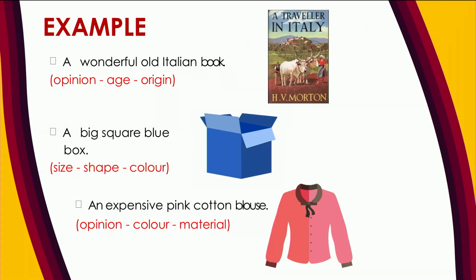Here we have some examples in the use of order of adjectives. A wonderful old Italian book. As far as you can see, we have an opinion, age, origin adjective order. A big square blue box. As you can see, we have size, shape, and color. And finally, an expensive pink cotton blouse. It means an opinion, color, material adjective order.